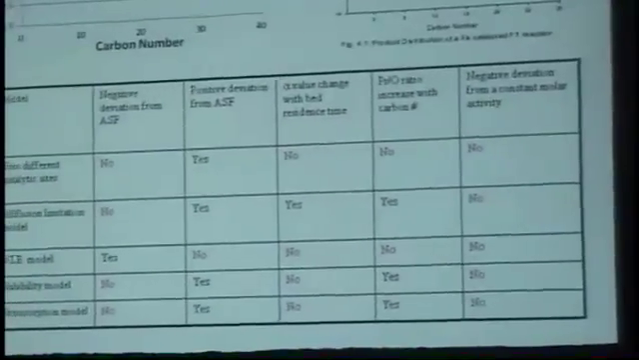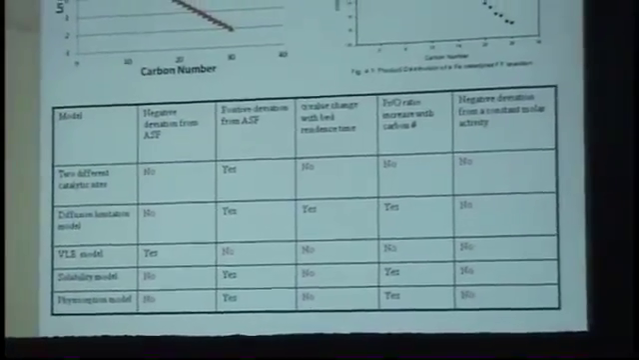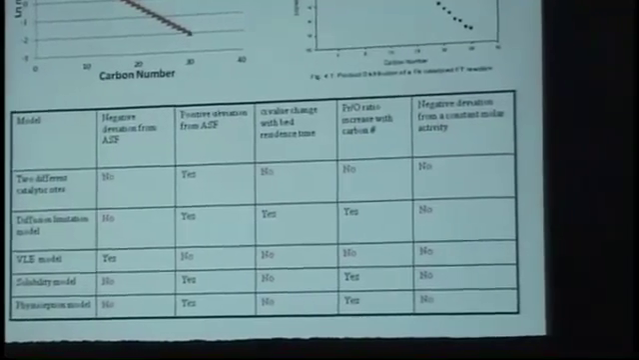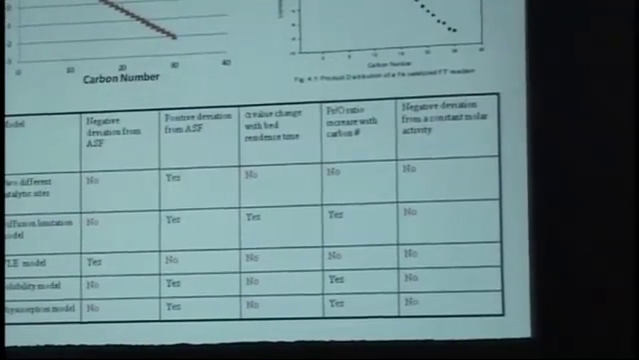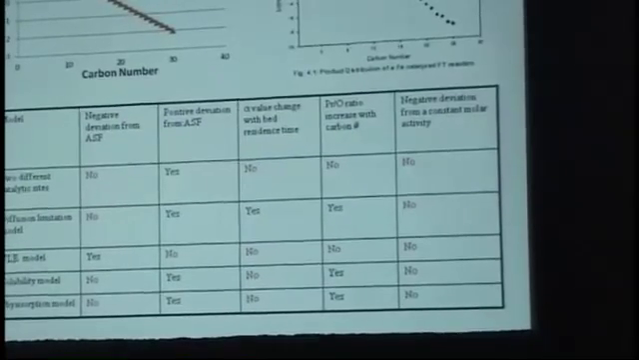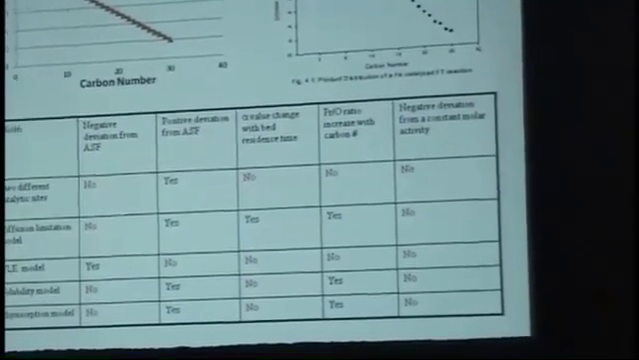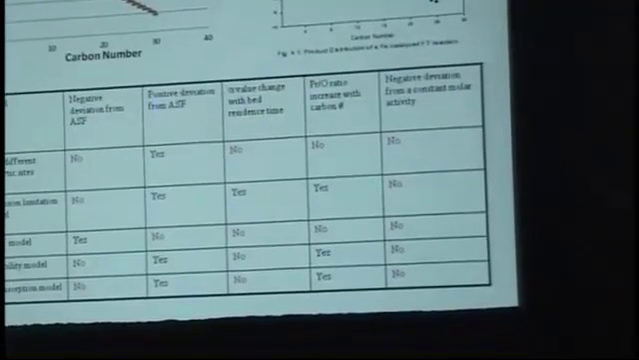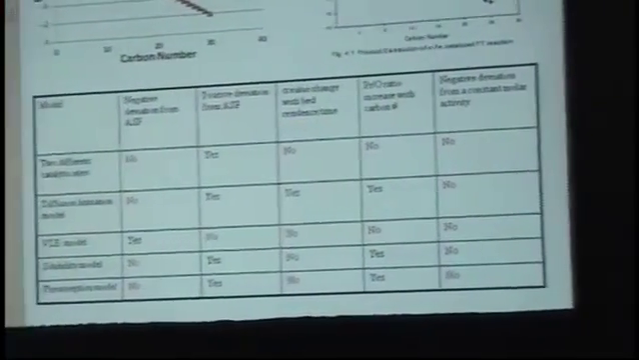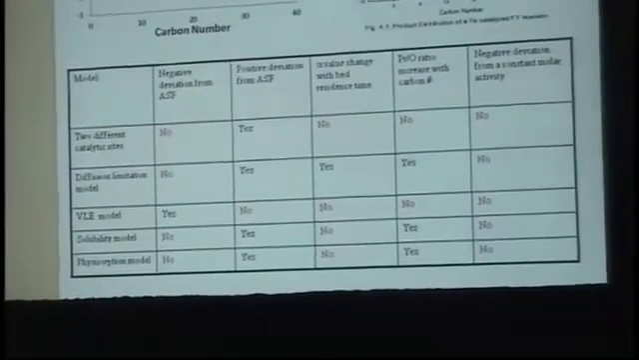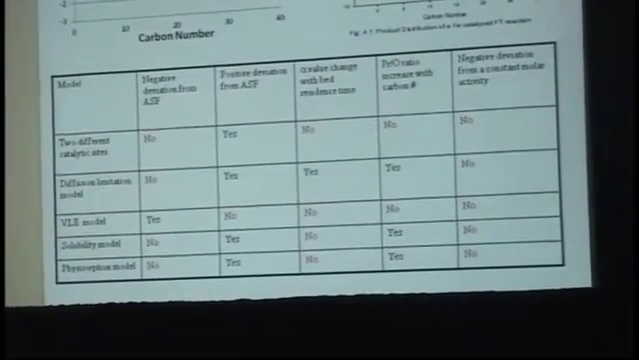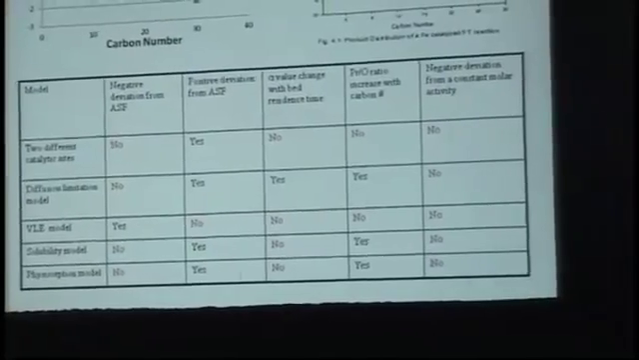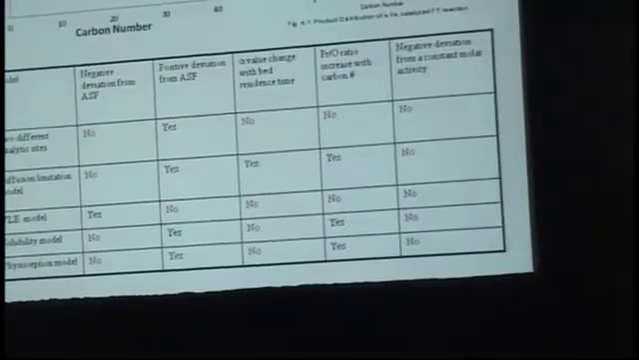A lot of scientists have made contributions in this area. For example, Professor Sandfield at MIT proposed two different catalytic site theory. And then Professor Iglesia proposed the diffusion limitation model. And there are also some other theories to explain this. But if you put all of this together, none of them can explain all of this. So this means there is something we still don't understand.